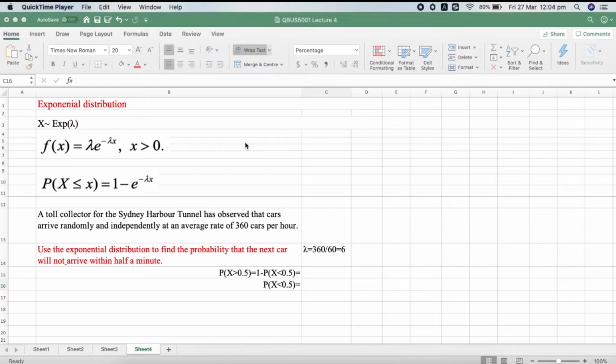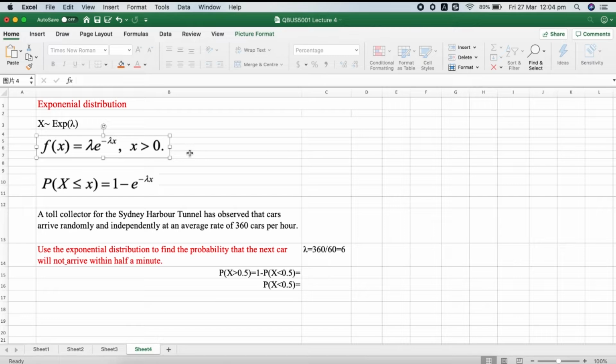Okay, this video is about exponential distribution. In this distribution, a continuous random variable x is said to follow an exponential distribution with the parameter lambda if its probability density function is given by this. So we shall write x follows exponential distribution here.